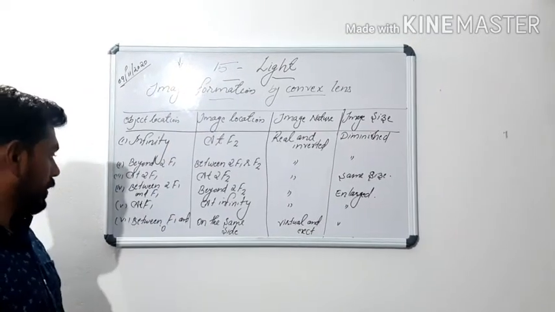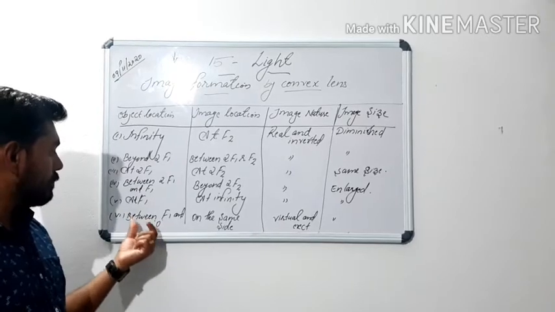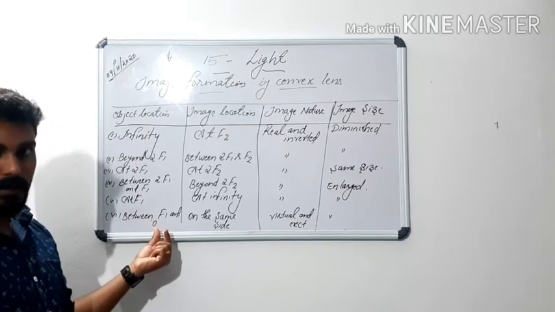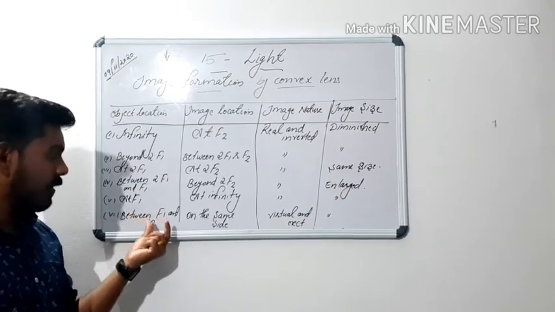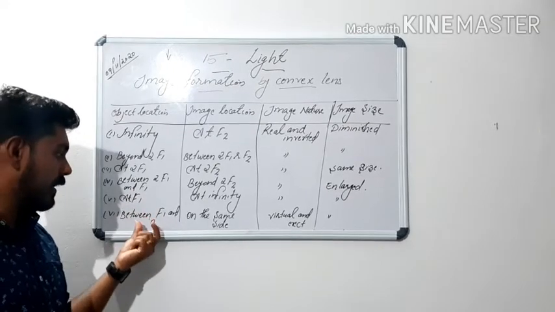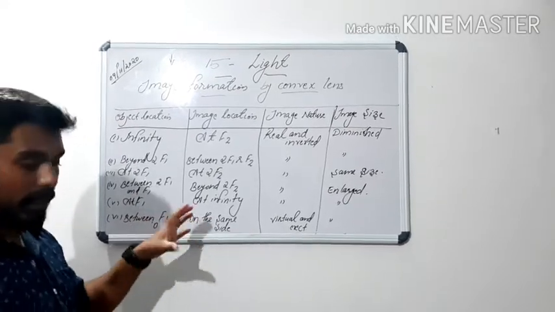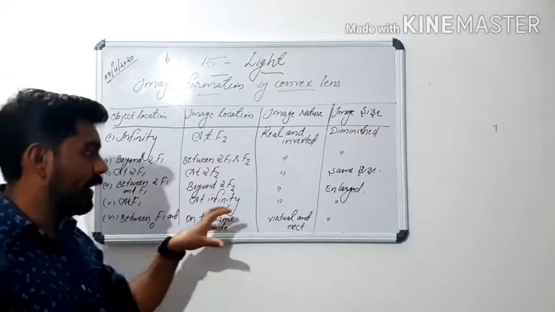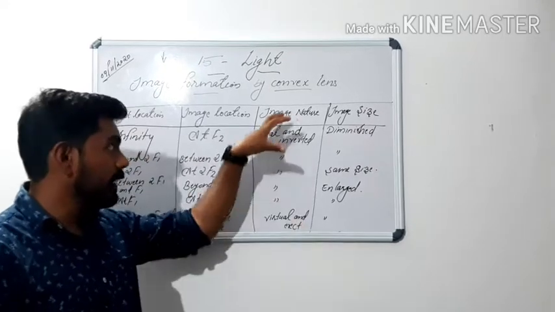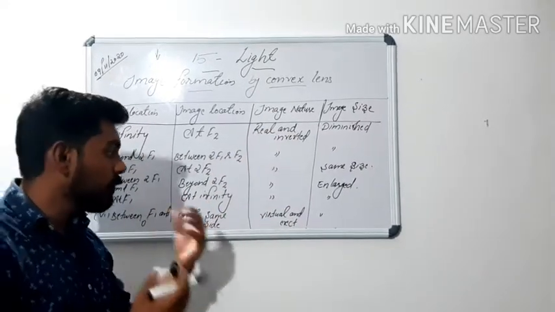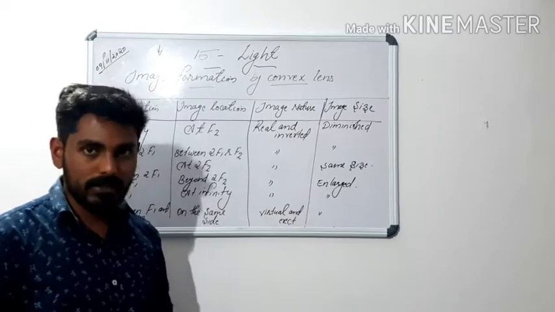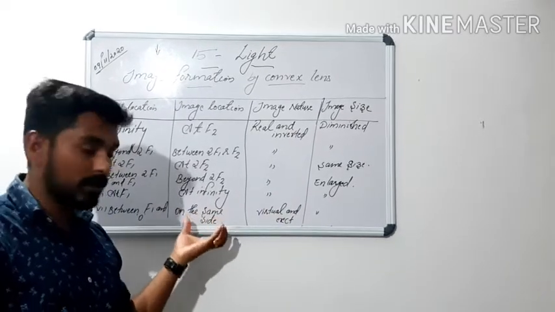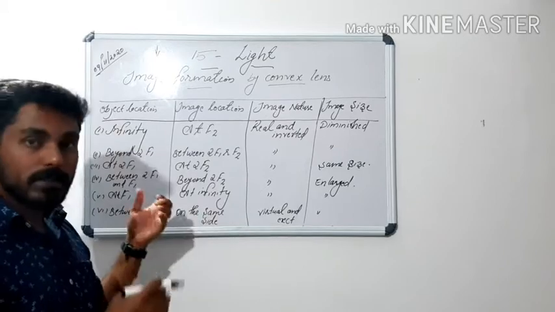So real and inverted. When you place the object between F1, the principal focus of the first lens, and the optical center, the image will be formed on the same side and it is virtual and erect. Here the image nature changes: it will be virtual and erect, and enlarged.